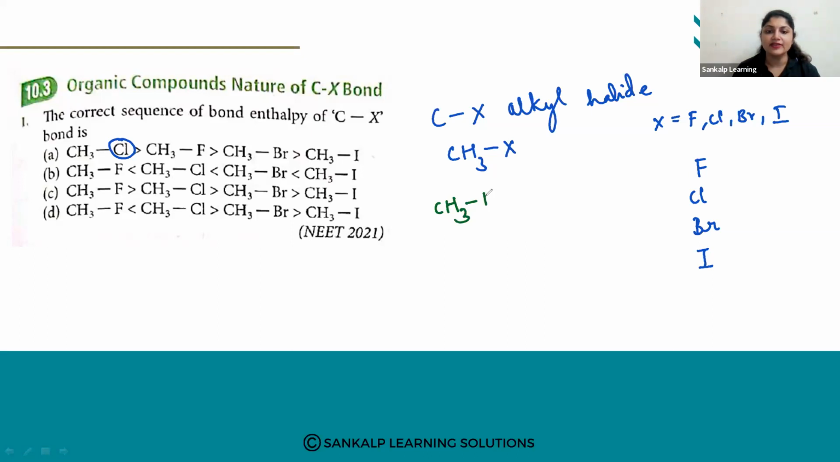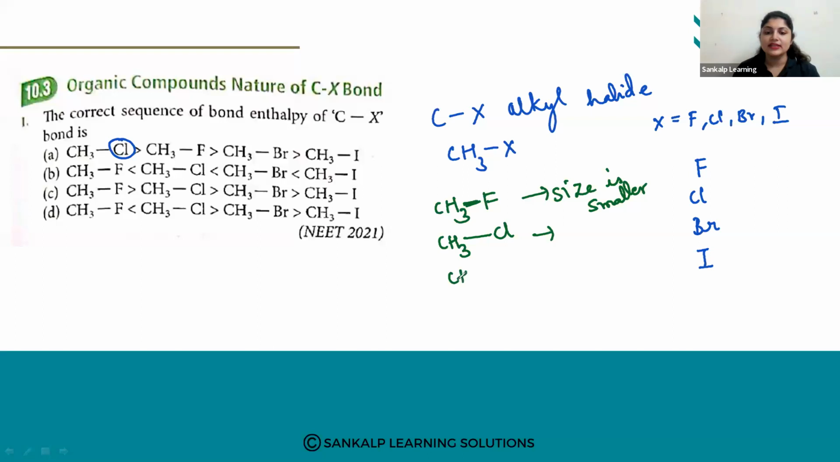If I take fluorine, CH3F, the size is smaller, so the bond is stronger and shorter. Now, as you go down, the next one is Cl. As you go down the group, the atomic size increases, so the bond in CH3Cl will be slightly longer.